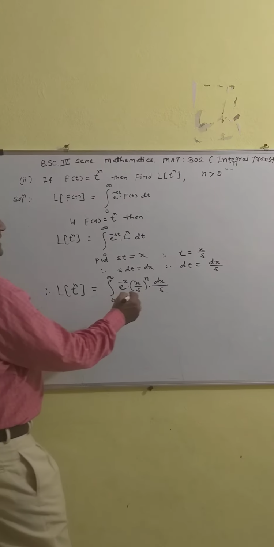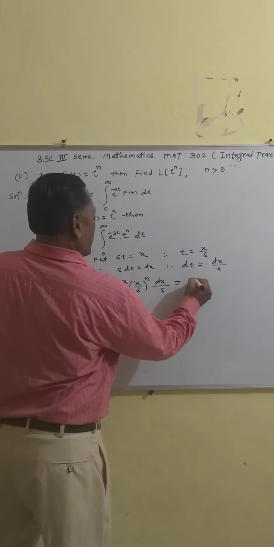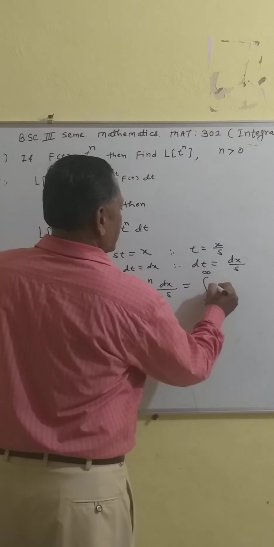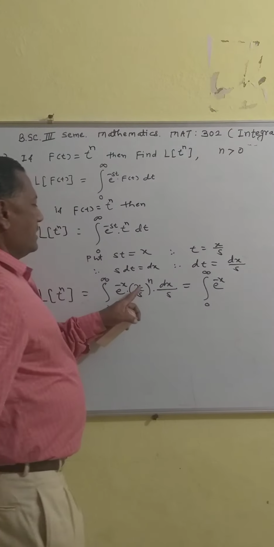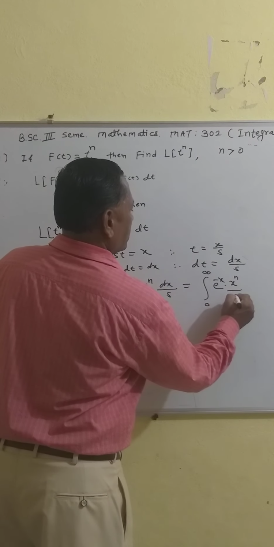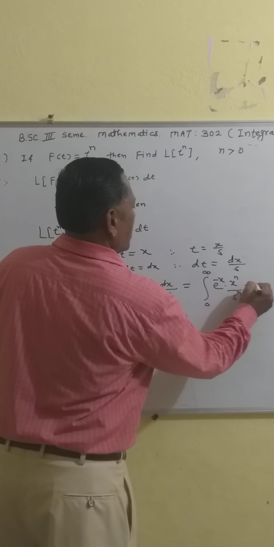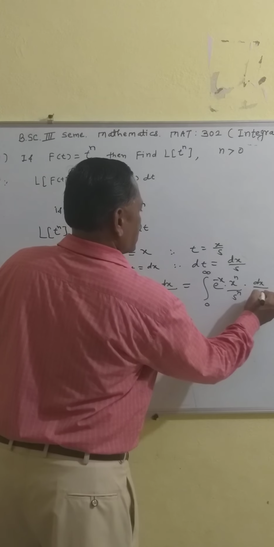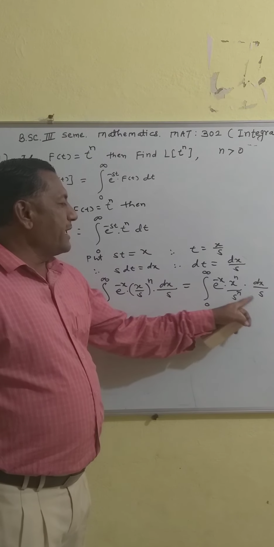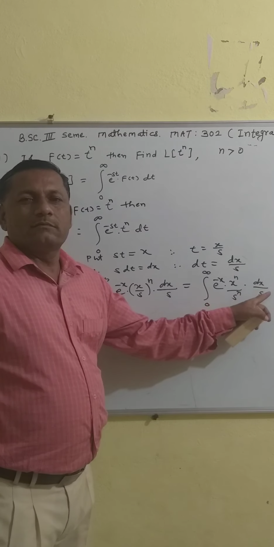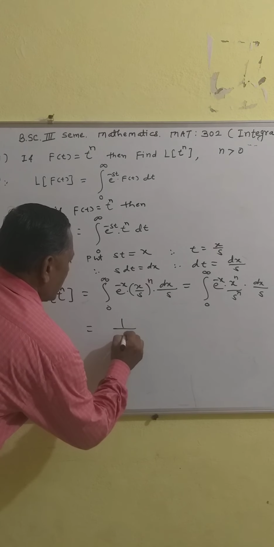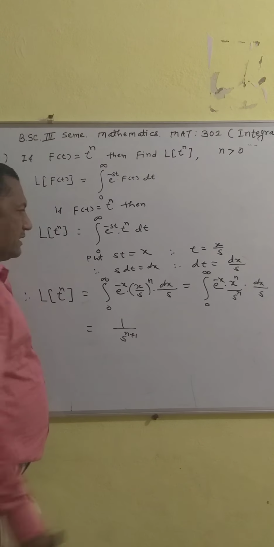So this can be written as again integration going from 0 to infinity e raised to minus x, x raised to n upon s raised to n into dx by s, which is 1 upon s raised to n into 1 upon s. Therefore this can be written as 1 upon s raised to n plus 1, because s is the parameter.